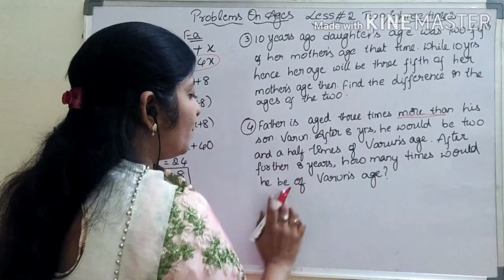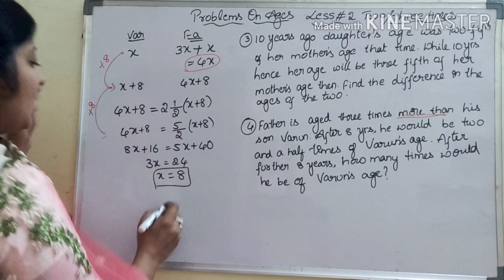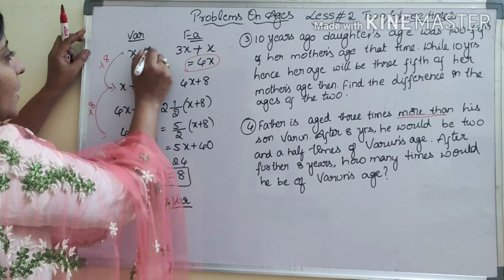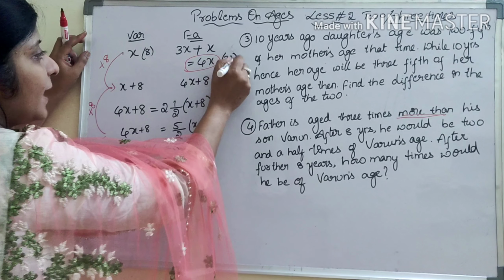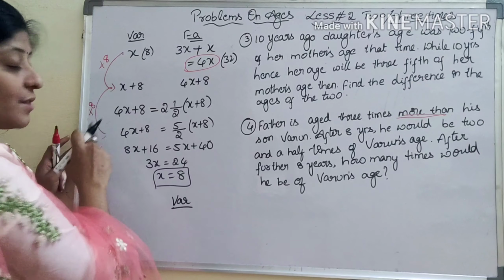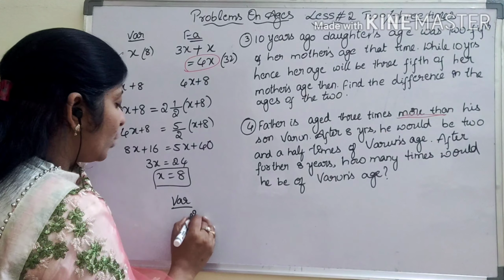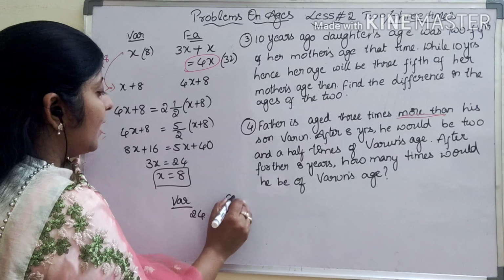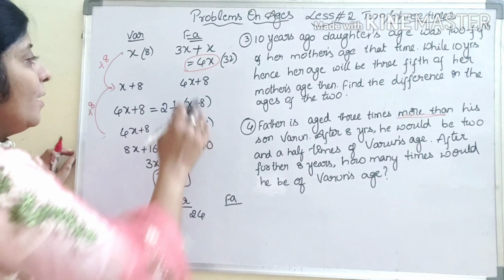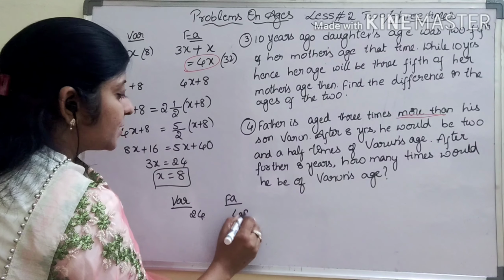How many times would he be of Varun's age? That means Varun's age will be adding 8. Here the father's age will be the present age 32. So we have to add 16 to the present ages. So 8 plus 16 will give 24 for Varun, and the father's age will be 32 plus 16, which is 48.